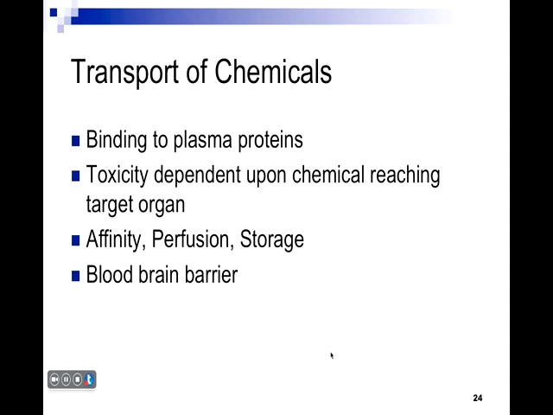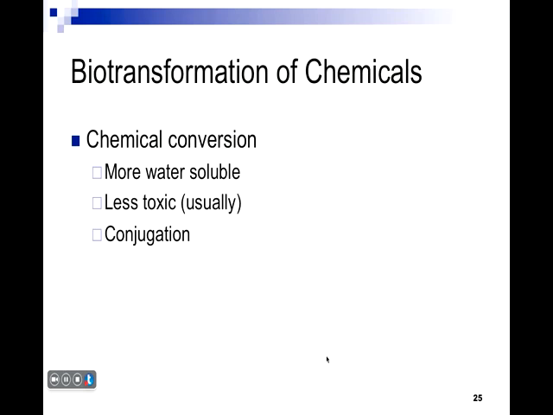Transport of chemicals, this is moving chemicals around in your body. They could bind to proteins in your blood, and where they go is going to depend upon the chemical reaching the target organ. This is going to vary on affinity of that chemical for the target organ, the blood flow through that organ or perfusion, how long they may be stored in that organ, and there are certain barriers in your body, like the blood-brain barrier, that make it more difficult for certain chemicals to traverse that barrier than there may be for other organ barriers.